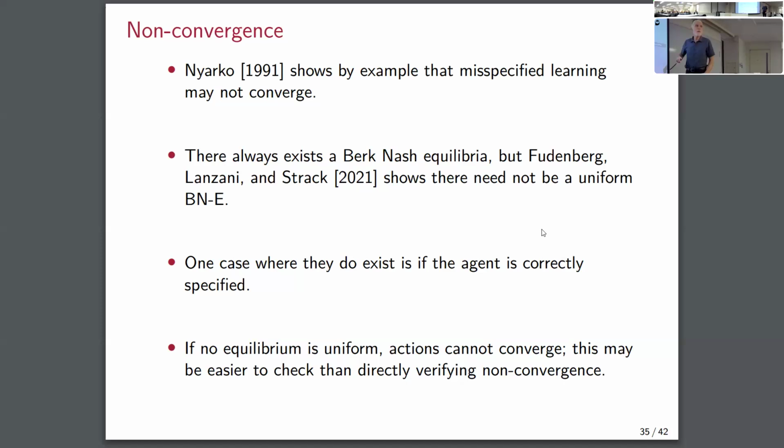Esponda and Pouzo showed by example that Bayesian convergence can fail. So if it converges, it's a uniform Berk-Nash. Will it converge? No, we already know that. There always exists a Berk-Nash, I showed you that, but there need not be a uniform Berk-Nash. One case we're going to do is if the agent is correctly specified. If there is no uniform Berk-Nash, without solving any dynamic equations, you know beliefs can't converge. Beliefs will only converge to a uniform Berk-Nash. If there aren't any uniform Berk-Nash equilibria, beliefs can't converge. So that can be easier than directly verifying whether things converge. Just check, are there uniform Berk-Nash equilibria? Yes or no, that's a static question.